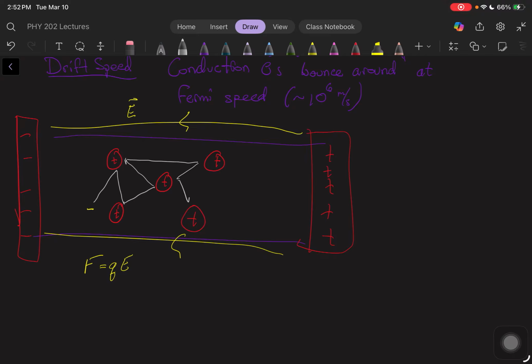And so if you let this happen long enough, this electron is eventually going to make its way down to the end, but it's just going to take a while. And that's known as the drift speed.